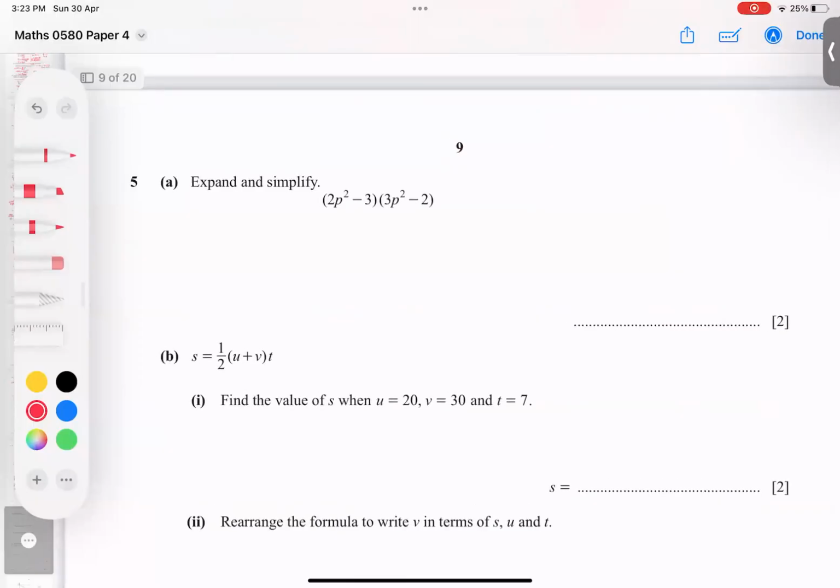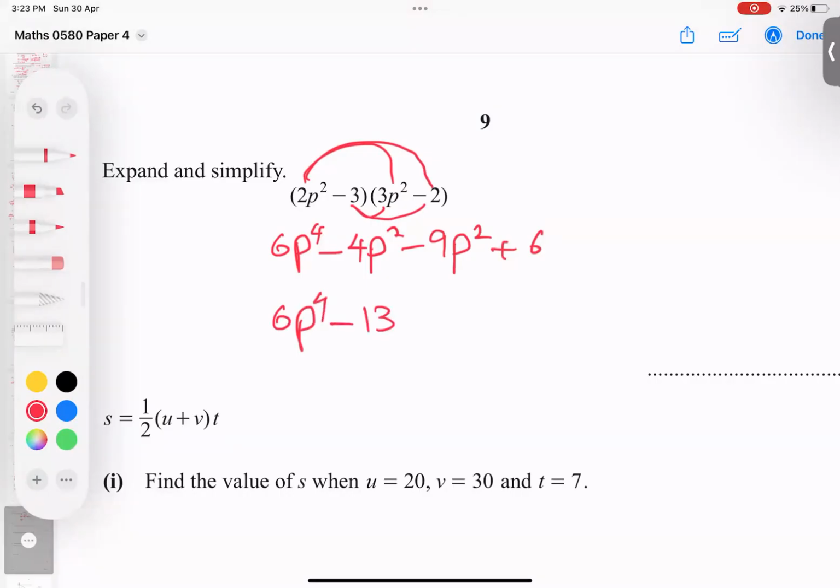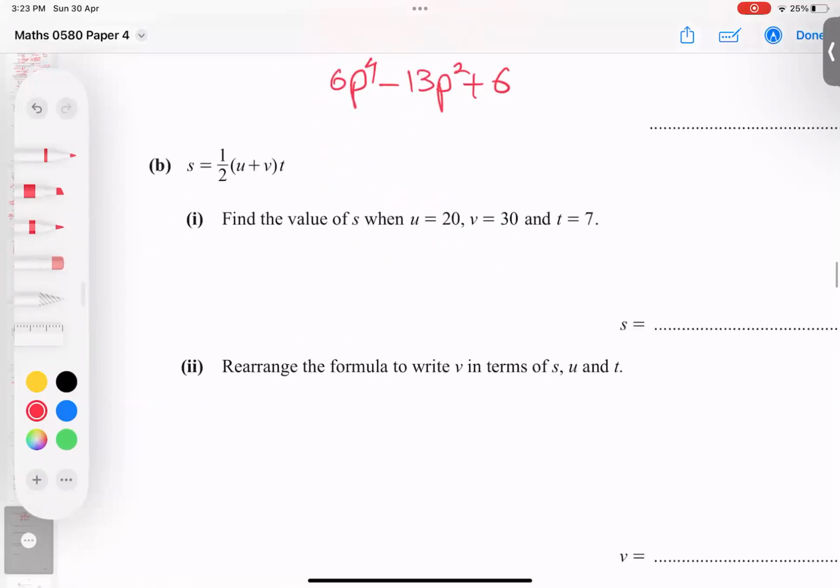Expanding is simply multiplying. So this multiplied with this. 3 2s are 6, P into P squared gives P to the power 4. Plus minus minus, 2 2s are 4, P squared. Minus plus minus, so it's 9, P to the power 2. And what about this? Plus 6. 6, 4 and minus 9 plus 4, 13. Clear.